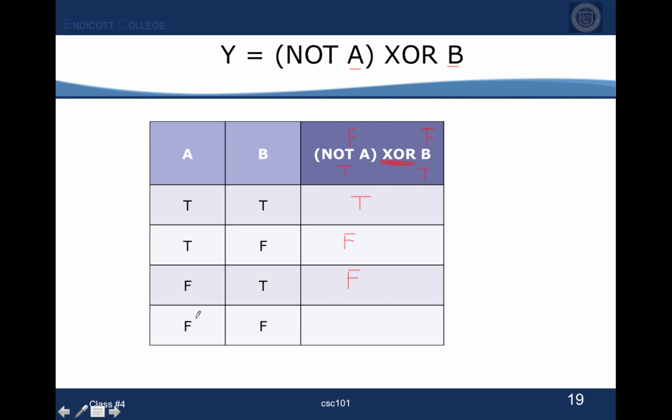All right, then I got my last case here, which is false, false. So A and B are both false. Well, if A is false, then of course not A is true. And then B is false in this case. So let me change my T to an F. So my last case, I end up with true, exclusive or, false. Oh, okay, so that's good, right? So one true and one false. That does make exclusive OR true.